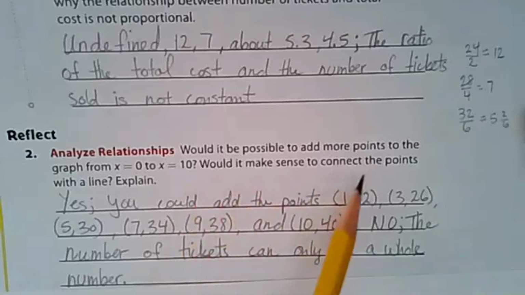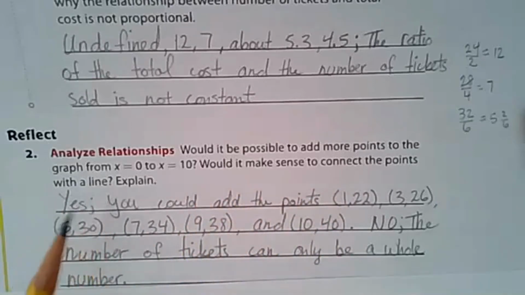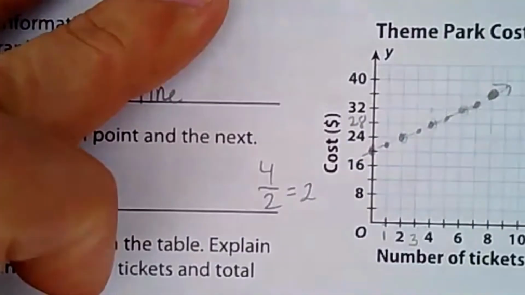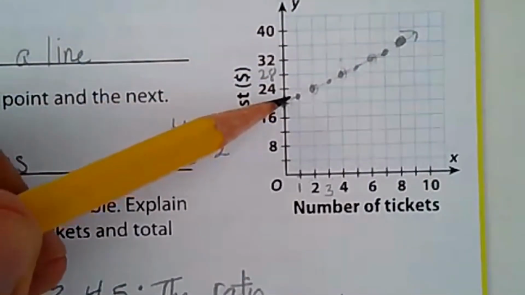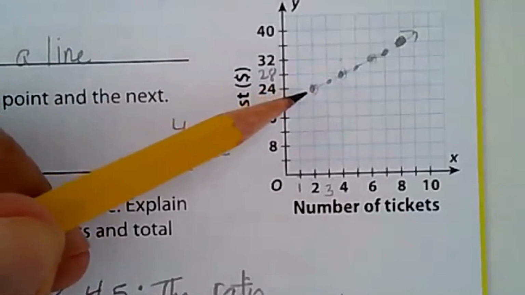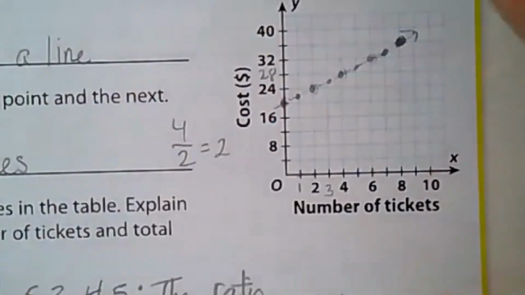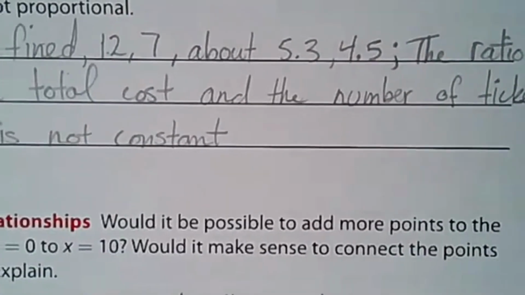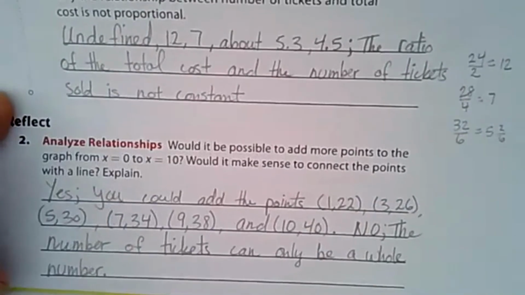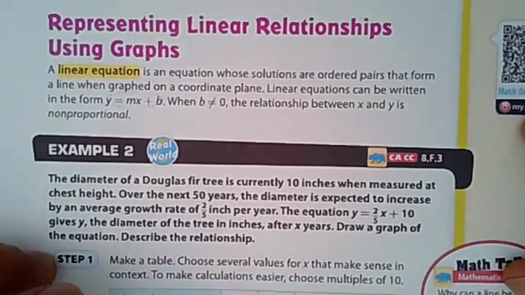But here's the other question: would it make sense to connect the points with a line? No, I would not connect this with a straight line right there, because a straight line would mean that you would have data in between these points. Like you would have a half ticket, or you would have 1.5 tickets, or 2.3 tickets. No, you're only going to have the number of tickets here. So here, the number of tickets can only be a whole number. So that is that. Now, what we got is more representing linear relationships using graphs.